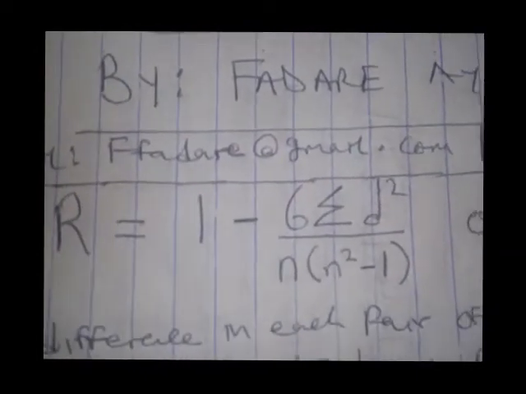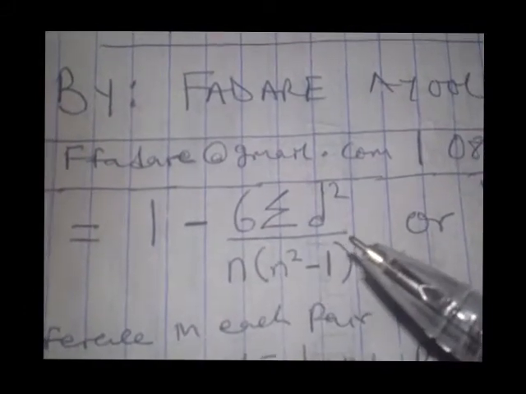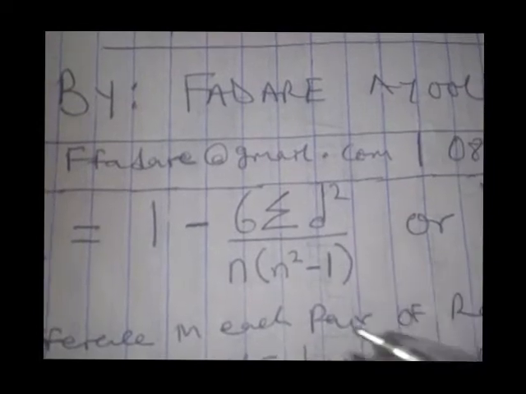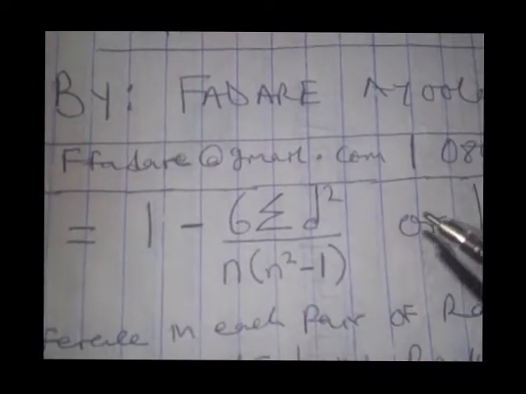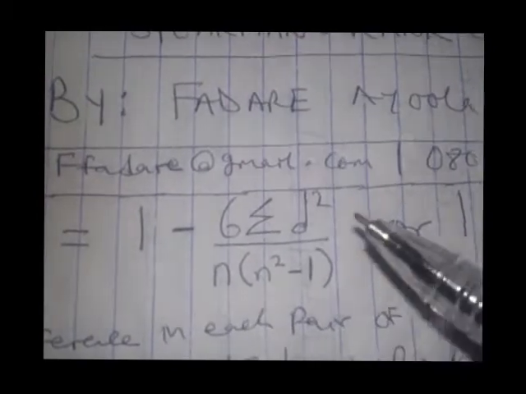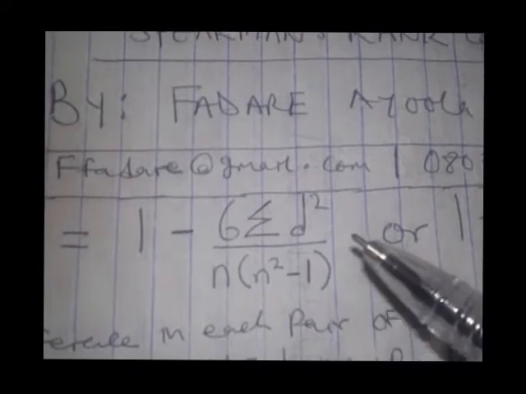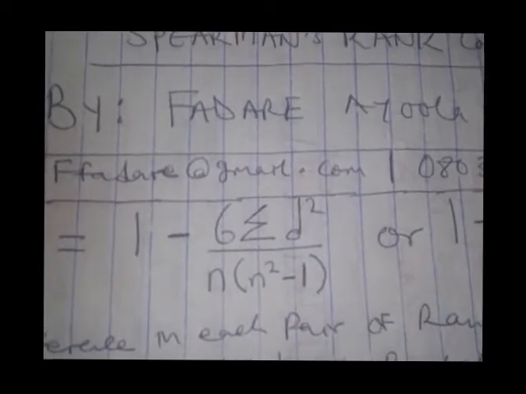Now there's a formula. You see this formula, that's R equals 1 minus 6 summation d squared all over n, then we have an opening bracket, n squared minus 1, then we close the bracket.